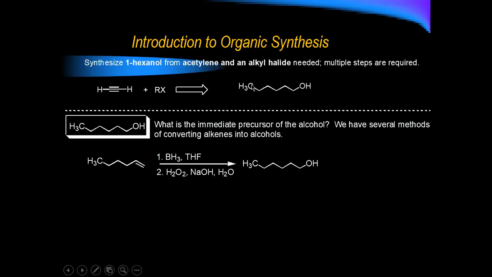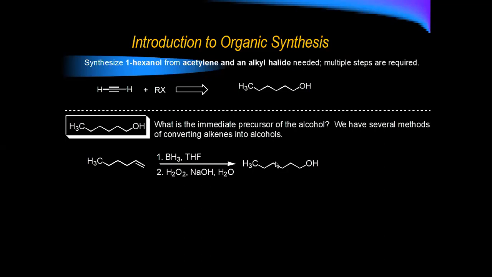So if this is my product, I can say, well, I know that I can make alcohols from alkenes. That's one way to make it. There are a lot of ways to make alcohols, but I know I can make alcohols from alkenes. So the precursor to this alcohol would be this alkene, right? And if I take that alkene and do a hydroboration-oxidation on it, then I'm able to get to here. Are y'all following that so far?